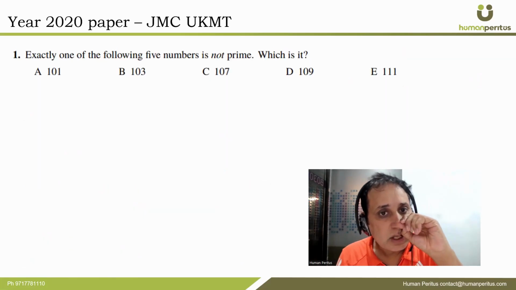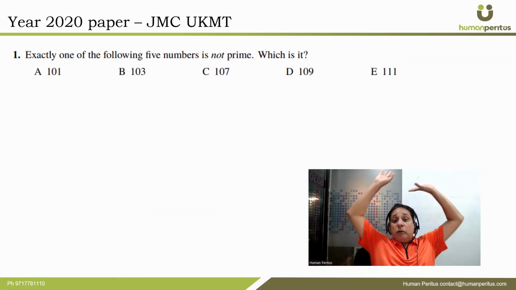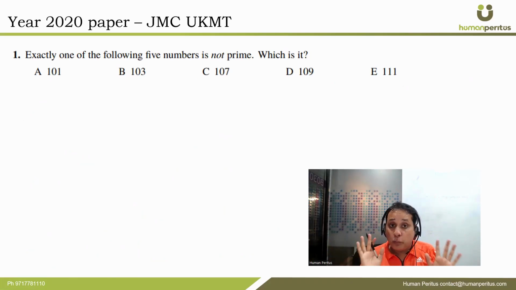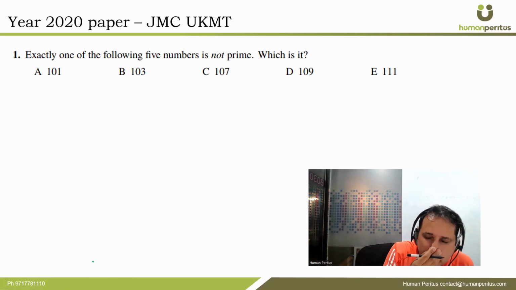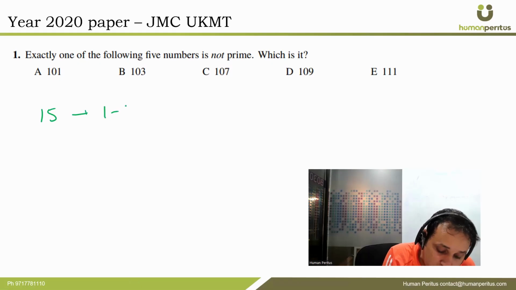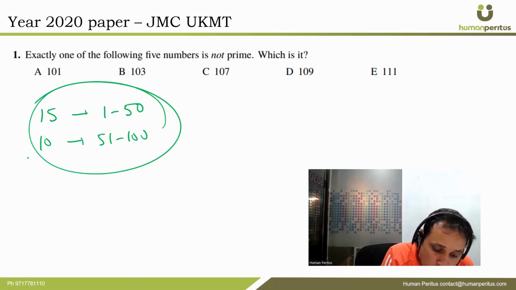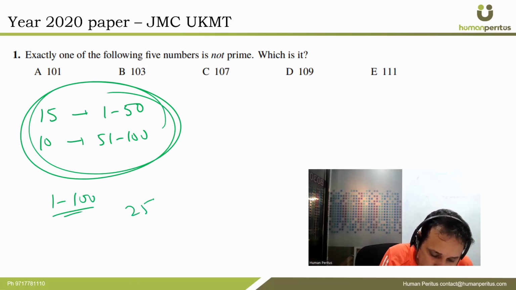Okay. Which of the following is not prime? So guys, again, remember it. You should know all prime numbers from 1 to 100. They're very important for the exam. Just for the sake of remembering, there are 15 prime numbers from 1 to 50, and there are 10 prime numbers between 51 and 100. But you should know all prime numbers from 1 to 100, which are 25 in number.